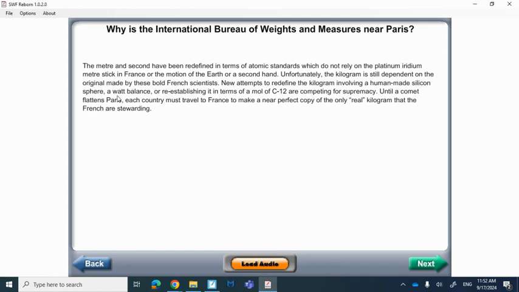So you make a silicon sphere or a watt balance, whatever that is, or reestablish it in terms of a certain number of moles of carbon-12, since we're a carbon-based life form. They think maybe one of those might win the battle and become the new standard for the measurement of a kilogram. But it says until then, until a comet flattens Paris, each country must travel to France to make a near perfect copy of the real kilogram, so that when you're measuring your scales in your country, a kilogram is being measured properly. So, yeah.